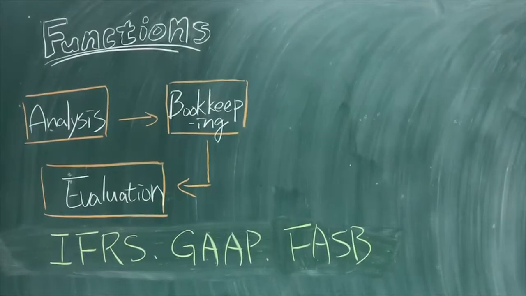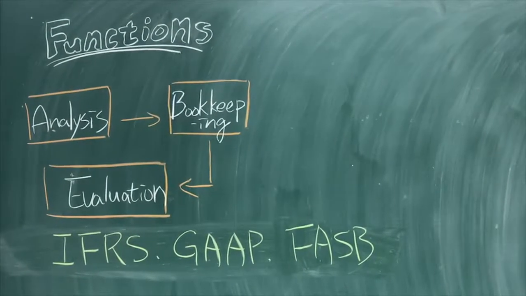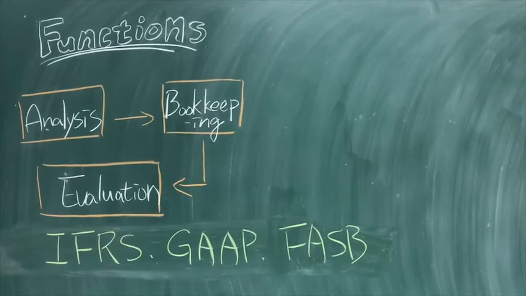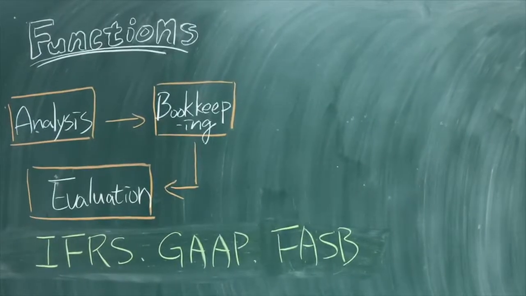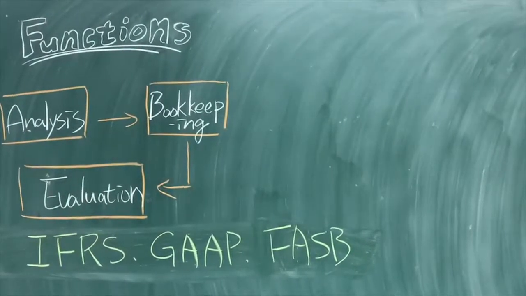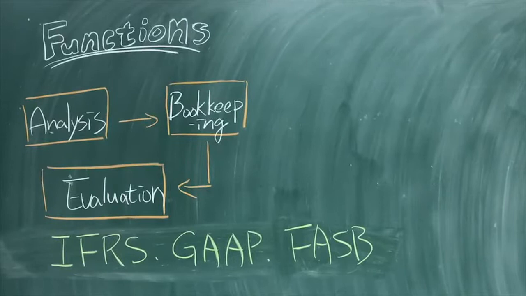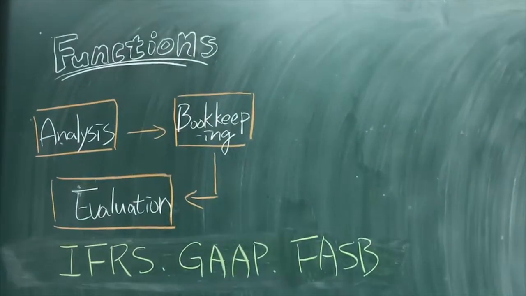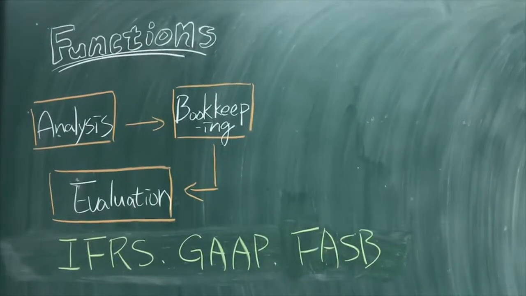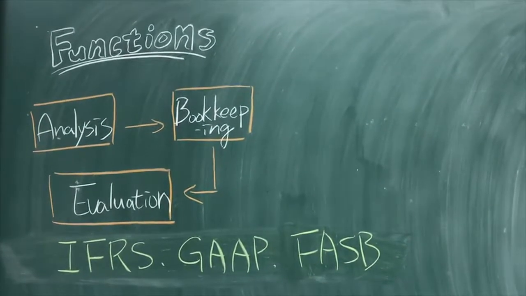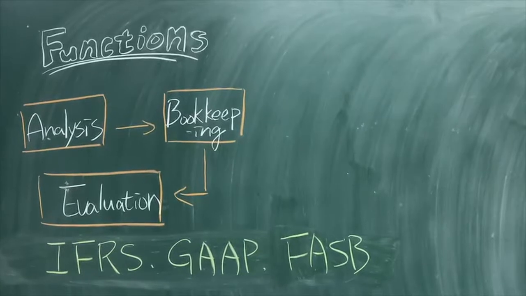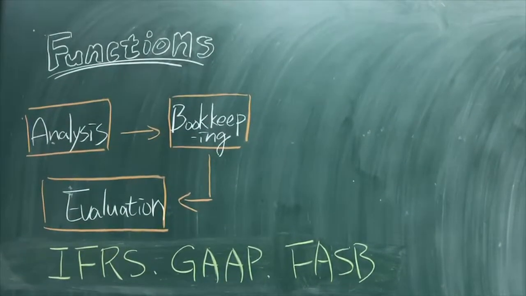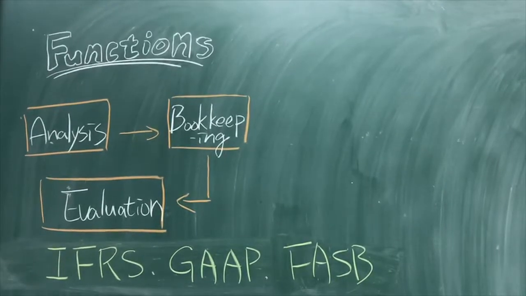And I learned these three organizations. One is IFRS. IFRS means International Financial Reporting Standards, and it's set by the IASB, and then it's GAAP. The famous GAAP is the United States GAAP, US GAAP, and it is set by FASB. FASB is Financial Accounting Standards Board.